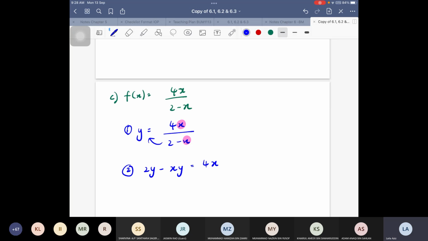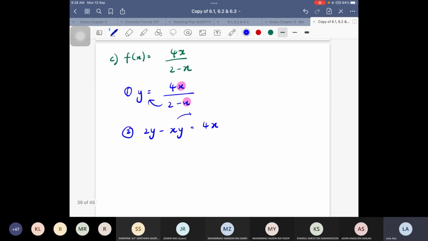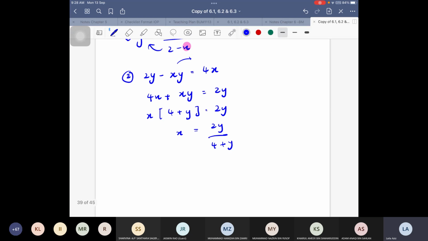So mana-mana term yang ada x, letak dia sekali. So I nak pindah di belah sana supaya dia jadi positif. So I'm going to rearrange. So 4x tambah xy adalah bersamaan dengan 2y. Okay, so sekarang barulah kita boleh factor x. So ni akan jadi 4 tambah y sama dengan 2y. So x kita akan dapat bersamaan dengan 2y per 4 tambah y. So now we already have x. Settle lah step nombor 2.